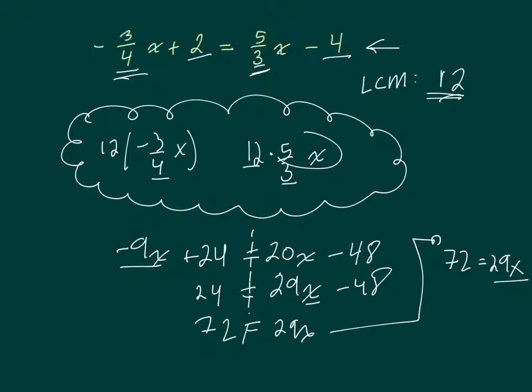And then the last step to get the x by itself is to divide both sides by 29, which is a prime number, so it has no factors, and it definitely does not go into 72, so that would be my final answer. That fraction does not reduce.